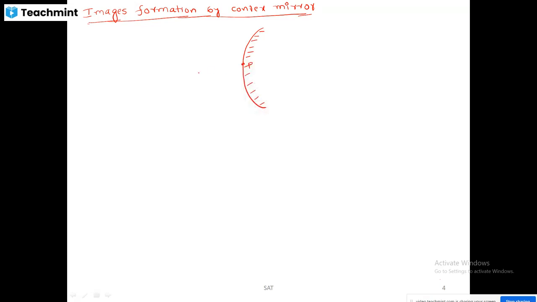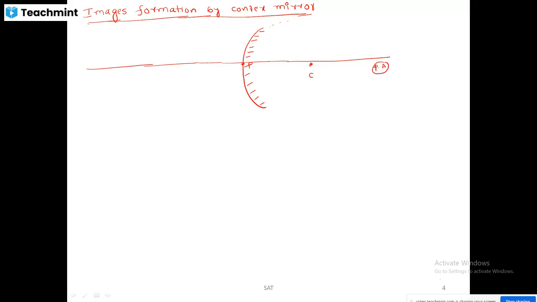This is P. And where is the center of curvature? That should always be on the right side of this mirror. That is because if you complete this entire circle, the sphere, we get the center of curvature here. This is the center of curvature C. If you join the pole and center of curvature, we get a principal axis. This line is called the principal axis.